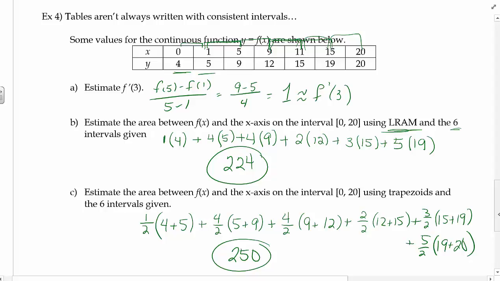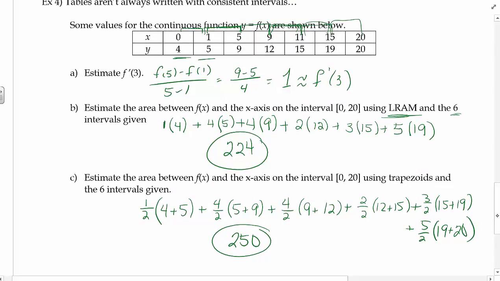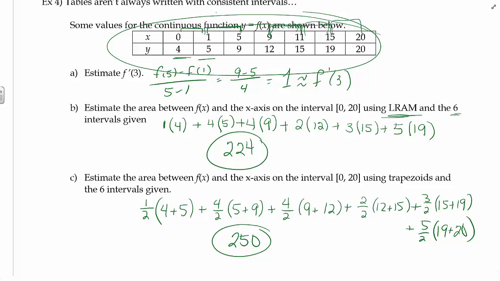And basically what I'm getting at here is just be careful. When you're given a table, don't assume all of your widths, all of your partitions are going to be the same, because they're not.